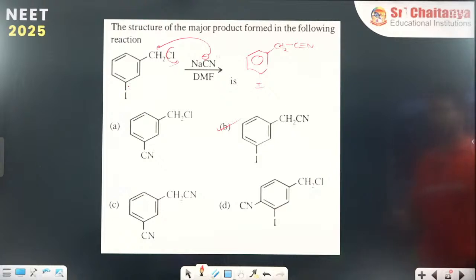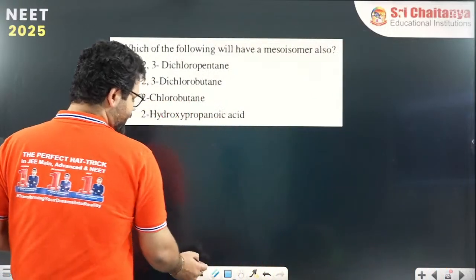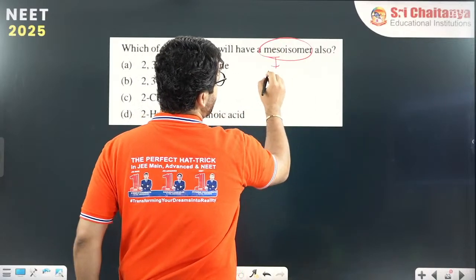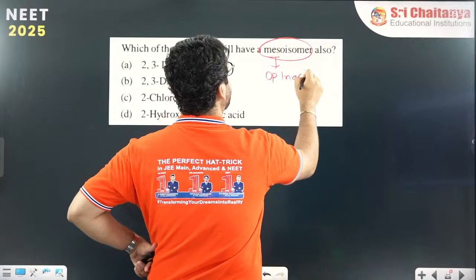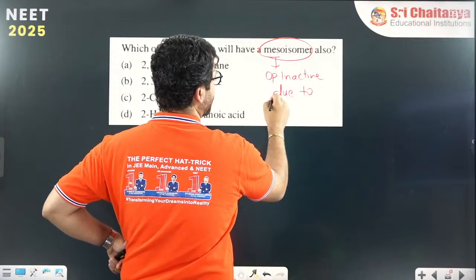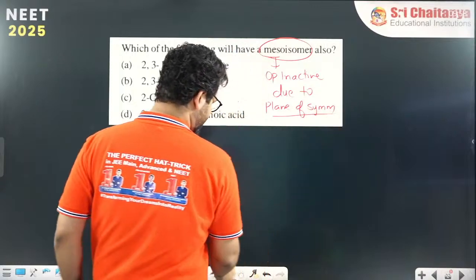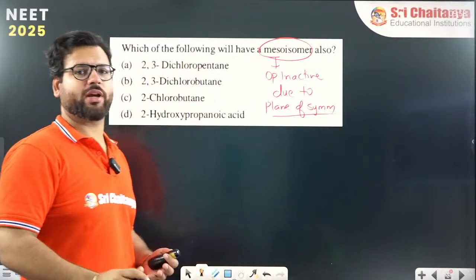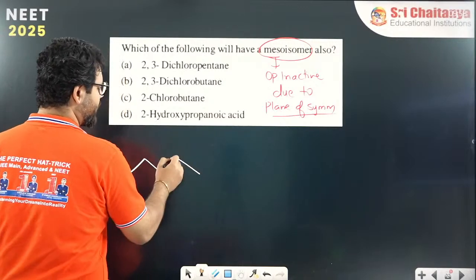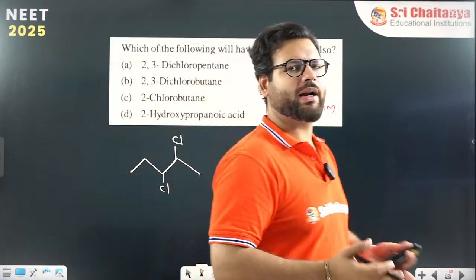Next one. Which of the following will have a meso isomer? Meso means a meso compound, which is an optically inactive molecule due to a plane of symmetry or center of symmetry. So draw all their structures and see which is a symmetrical molecule, but it has to carry chiral carbons. 2,3-dichloropentane: I can't cut it into two equal halves, so it can't have a meso compound.